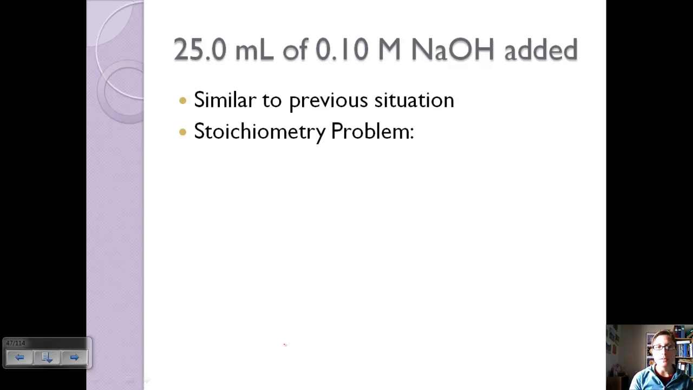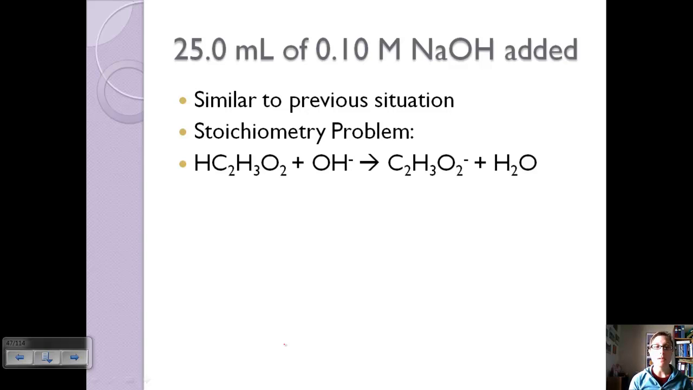So it's very similar to the previous situation. We need to do our stoichiometry problem first. So we have our acid. We know we had the 50 milliliters and the 0.1 molar, so we're going to start with 5 millimoles just like before. Now we have 25 milliliters of a 0.1 molar, so this gives us 2.5 millimoles.